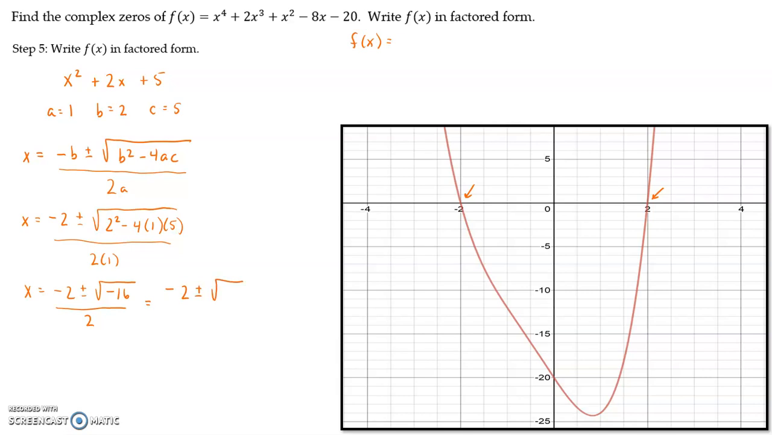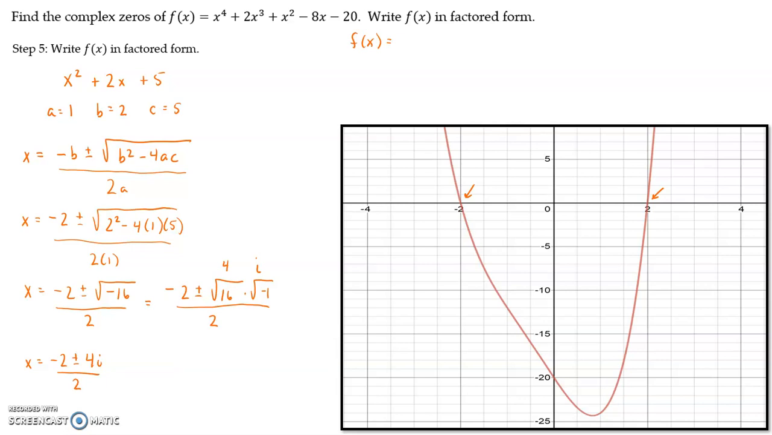Remember that's going to be the same thing as the square root of 16 times the square root of negative 1. And we know the square root of 16 is a 4. The square root of negative 1 is where we can replace that with the letter i. So our x values here, we've got negative 2 plus or minus 4i, all of that over 2.